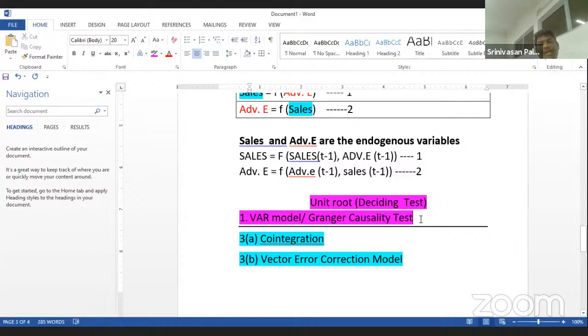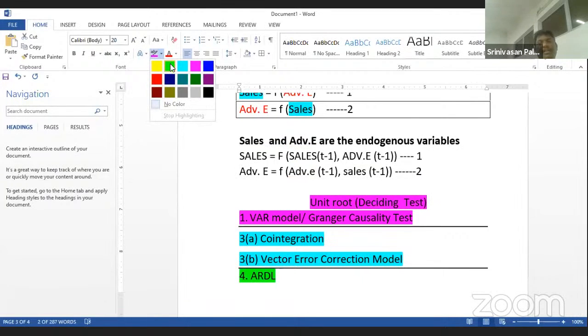In fact, I can also go for the ARDL model. Apart from the fourth one, you can also try ARDL. This is separate. If you are not going for co-integration and the vector error correction model, this is another series. So the ARDL model is another one. Please make a note of all this, in green color.